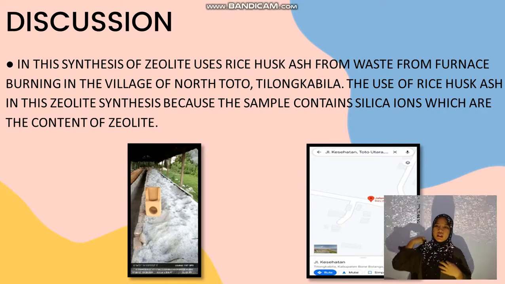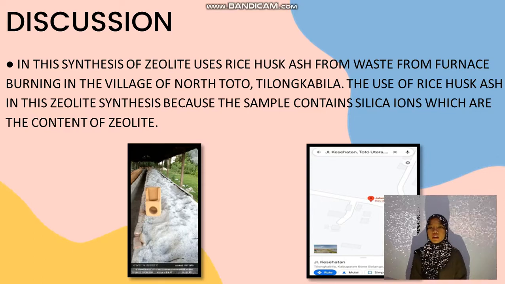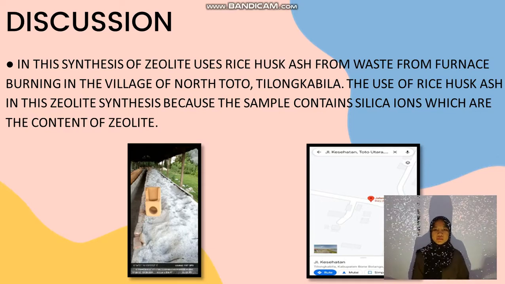Discussions. First, in the synthesis of zeolite, we use rice husk ash from furnace burning in the village of North Toto, Tilong Kabila. The use of rice husk ash in the zeolite synthesis is because the sample contains silica ions, which are the contents of zeolite.